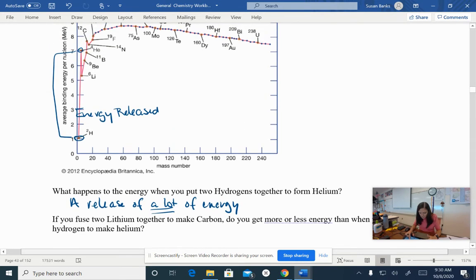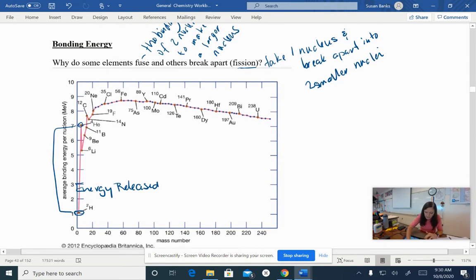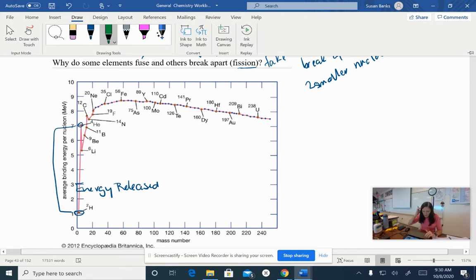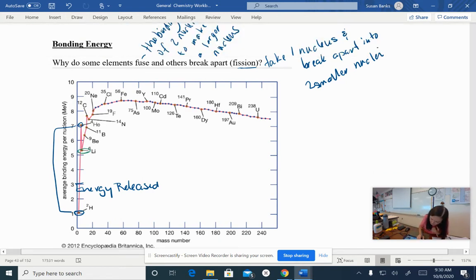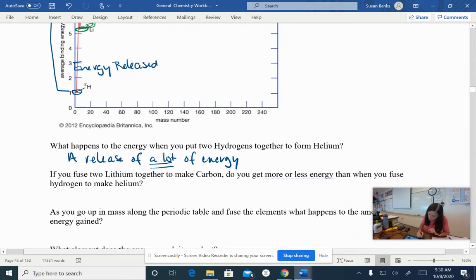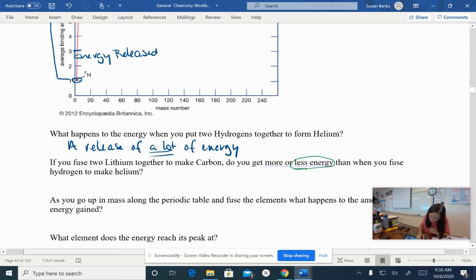Okay, let's look at this. What if I took two lithiums and put them together to make a carbon? So let's look at two lithiums right here. If I took two lithiums and put them together to make a carbon, I would get this much energy. I would still get energy, but I wouldn't get nearly as much as if I used hydrogen to make helium. So I still get good energy, but it would be less energy than when I fuse hydrogen to make helium.